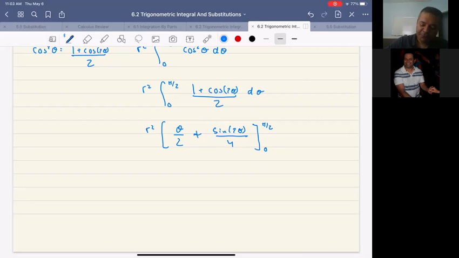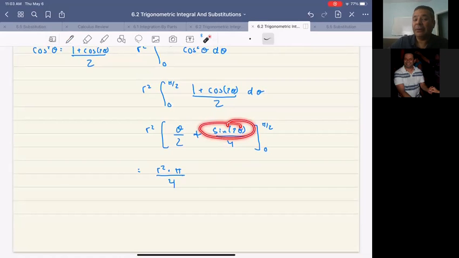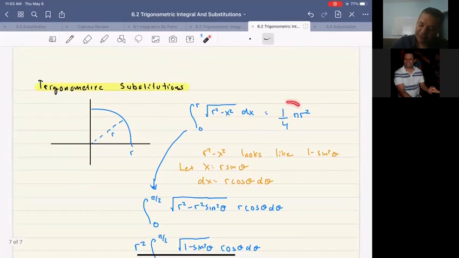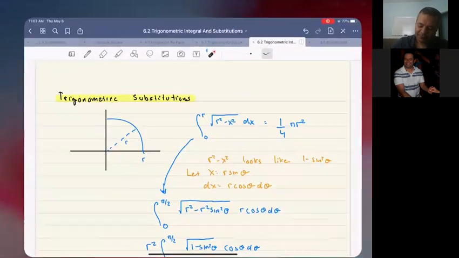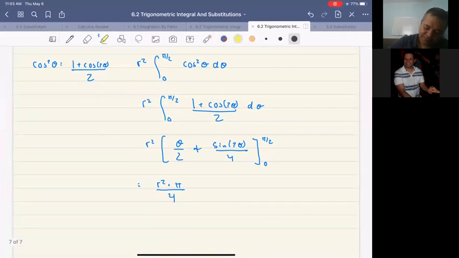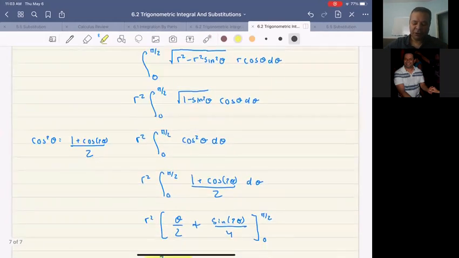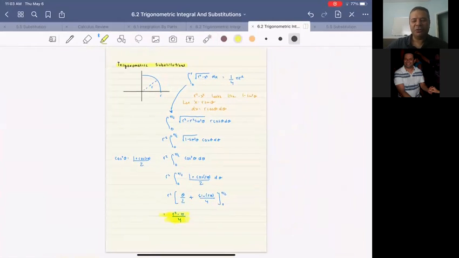Now let's put in our endpoints. Pi over 4. Now, sine of pi is 0, isn't it? So this is all we have. And look, that's what we wanted. Okay, so that's the basic idea of what we're going to do. All right, we'll do some problems next.